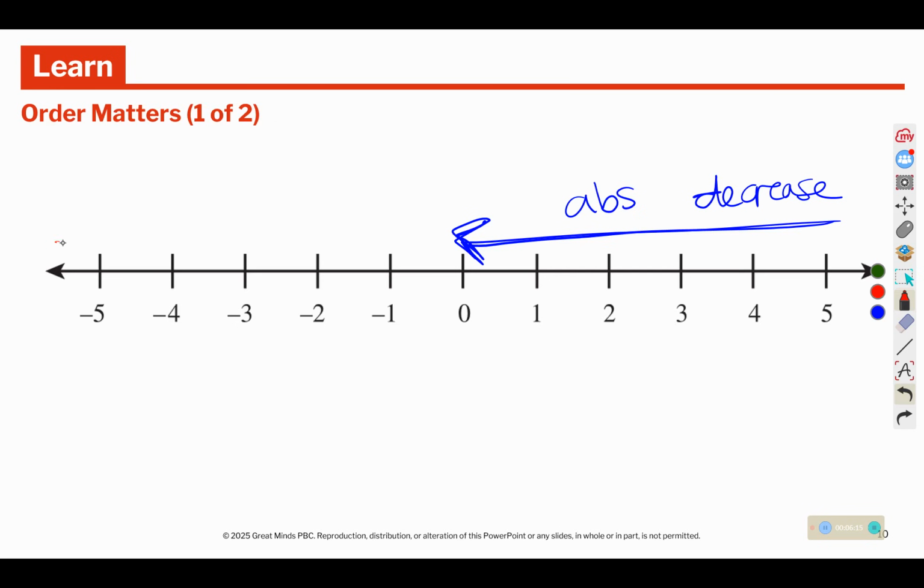If we start here and move towards the right, starting on the left, moving towards the right, the absolute values 5, 4, 3, 2, 1 also decrease. If I start at 0 and move to the right, they're going to increase, our absolute values.